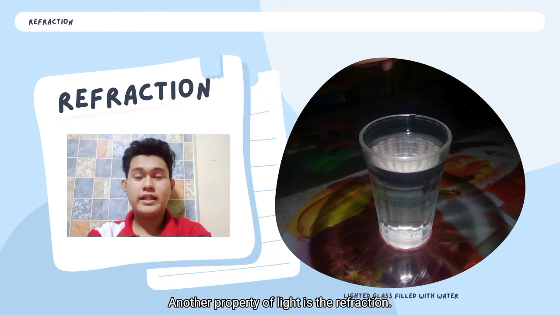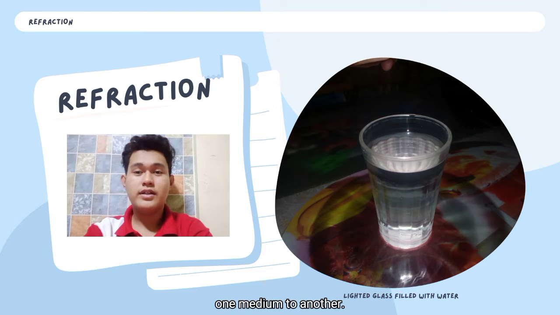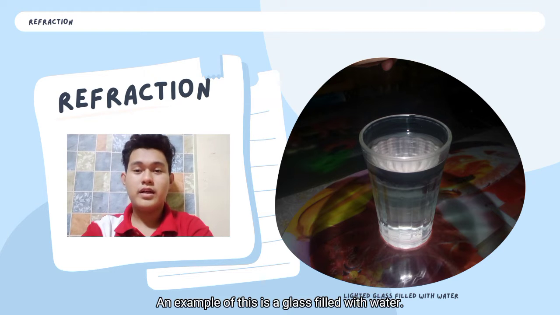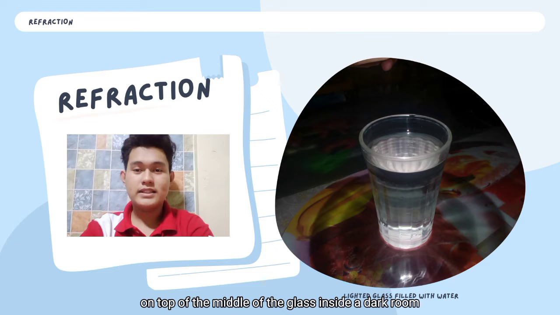Another property of light is the refraction. This happens when the light bends as it passes through one medium or another. It is caused by the difference in density between materials. An example of this is a glass filled with water. As you point a flashlight on top of the middle of the glass inside a dark room, you can see the bright light pattern due to refraction.